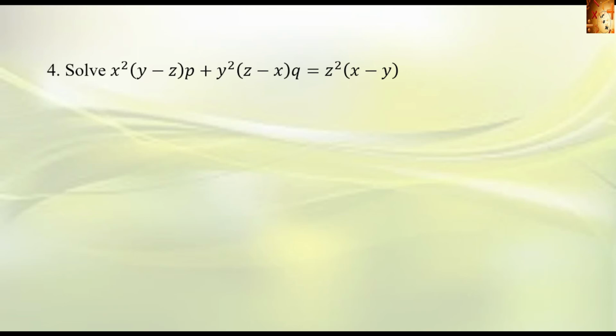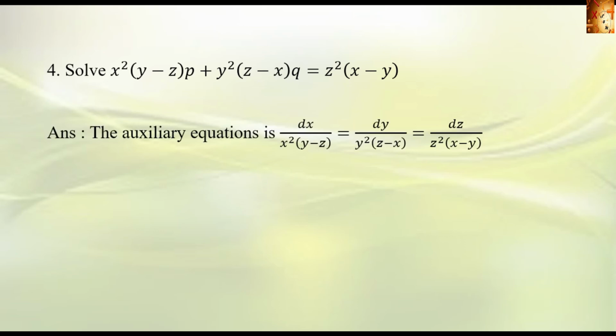Next problem, solve x square into y minus z p plus y square into z minus x q equal to z square into x minus y. So the auxiliary equation is this one. Here also there are no common terms in the denominators, so we cannot compare any two fractions and find the solutions. So here we are using the multipliers.